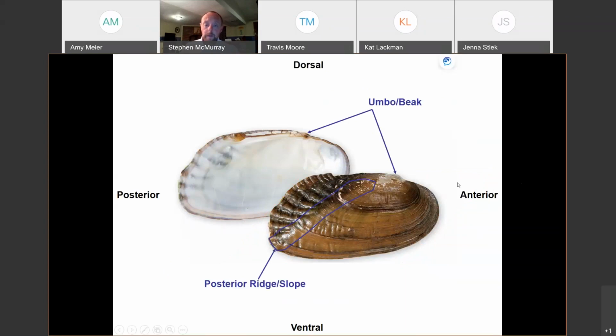If this is anterior, here's our posterior ridge and slope. You can see that it's really not inflated beyond the rest of the shell. And just posterior to that are flutings. You can see what we mean by flutings here. They look almost like waves rolling in.